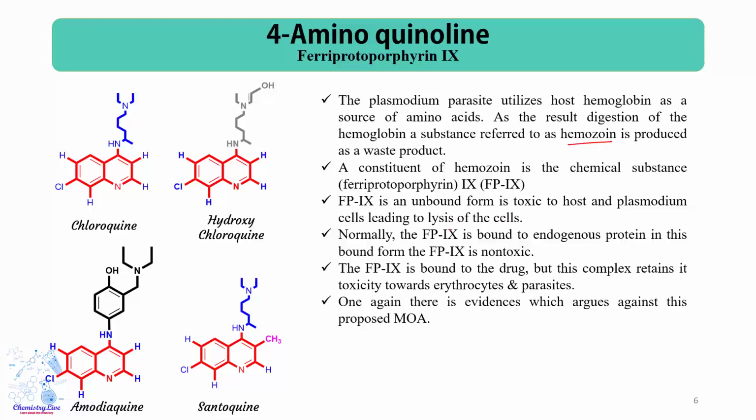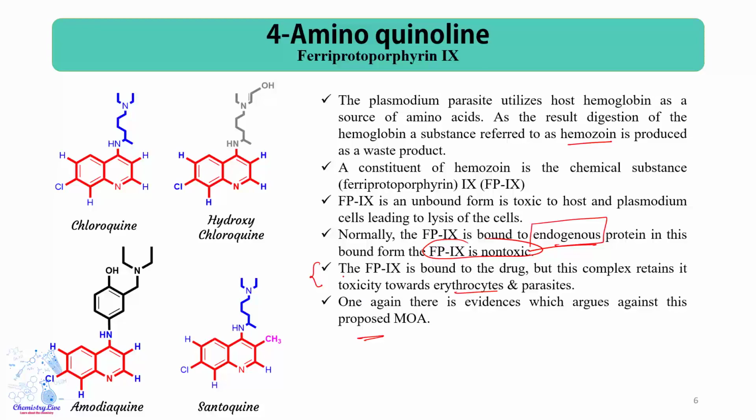So FP9, or ferriprotoporphyrin, is toxic to the host and the Plasmodium cell. Normally FP9 is bound to an endogenous protein. In this bound form, it is non-toxic. If it is bound with an endogenous protein, then it is non-toxic. FP9 can also be bound to the drug, but this complex retains toxicity towards the erythrocyte and parasites. Once again, there is evidence which argues against this proposed mode of action.